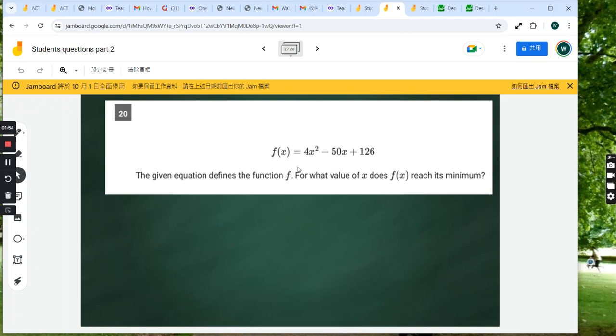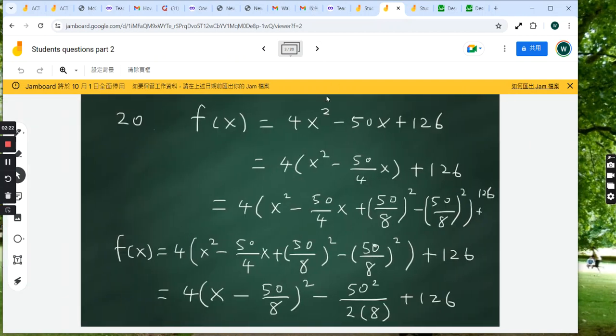Question 20. f of x equals 4x squared minus 50x plus 126. The given equation defines function f, and for what value of x does f of x reach its minimum? All we need to do is convert this into vertex form, and then from the vertex form we can read the point at which it reaches its minimum.